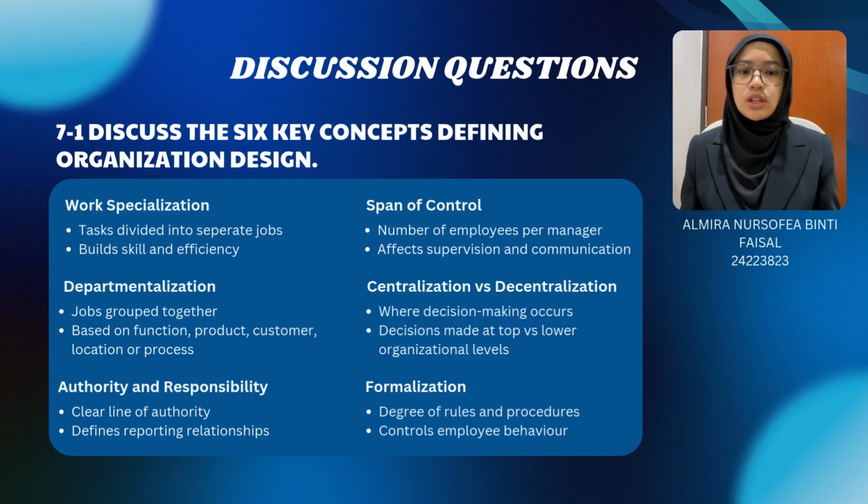Finally, formalization. Formalization refers to how much organizations rely on rules and procedures. High formalization ensures consistency, while low formalization allows flexibility and innovation. Overall, effective organization design balances the 6 concepts to support efficiency, clarity, and adaptability.